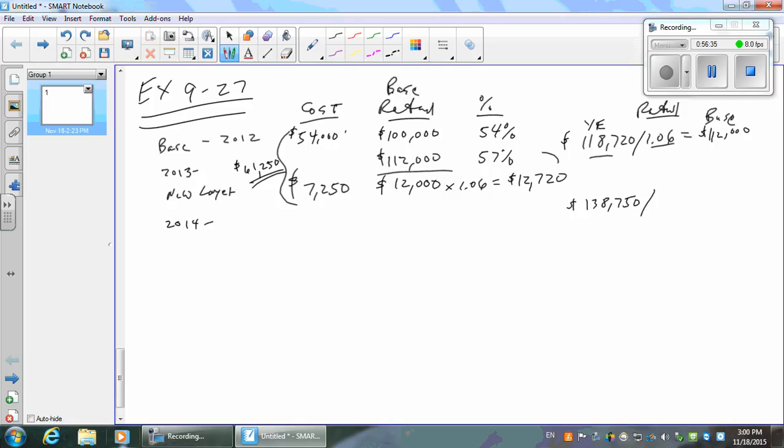What's my cost to retail percentage? I'm sorry, what is my price index? 111. Yeah, 111. So if we deflate that down to base, right? So we're doing year end, get it down to base, there's my index. What's the base going to be? 125. So that's in base dollars. So in base dollars, I have a total of 125,000 here.